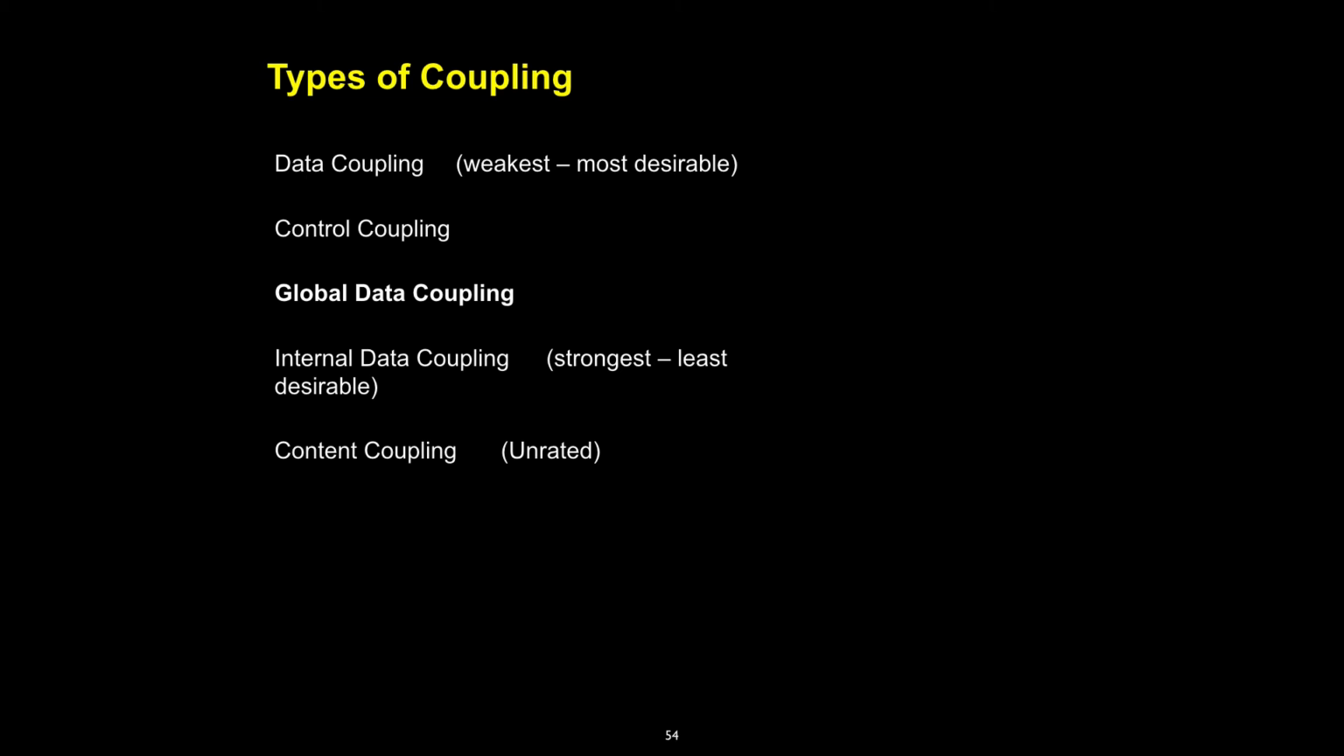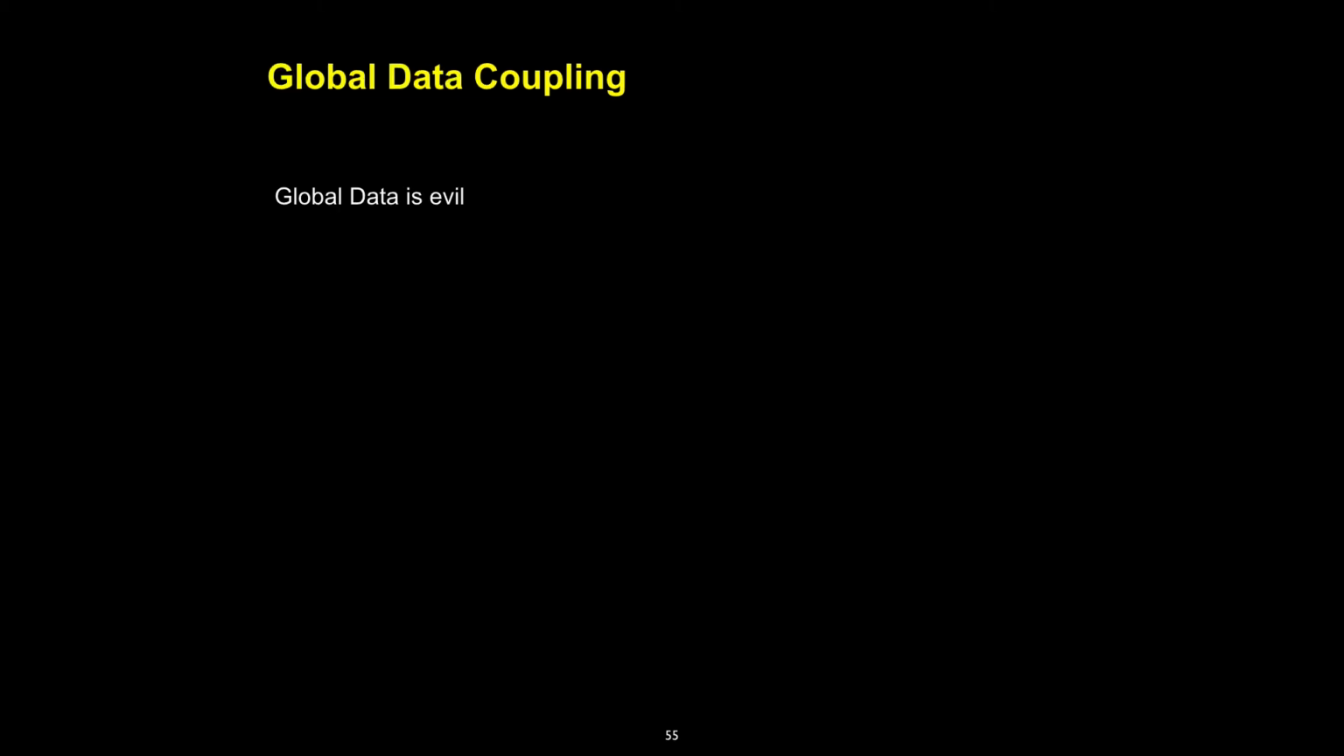Going from weakest to strongest coupling, the next one Bernard came up with is global data coupling. Now the problem with these statements is that we don't think about them, right? Oh, they're bad, right? But if they're so bad, why do we have them in every language?